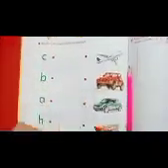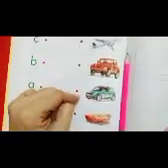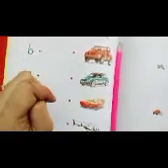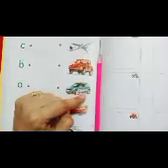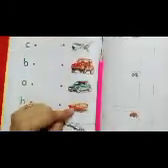We are matching the sound with transport, the beginning sound matching the picture. The starting sound is ka. The object is here, ka, car. The sound of ka matches car. Car has four wheels. How many wheels in the car? Four wheels. The sound is b. The object is here, a boat.